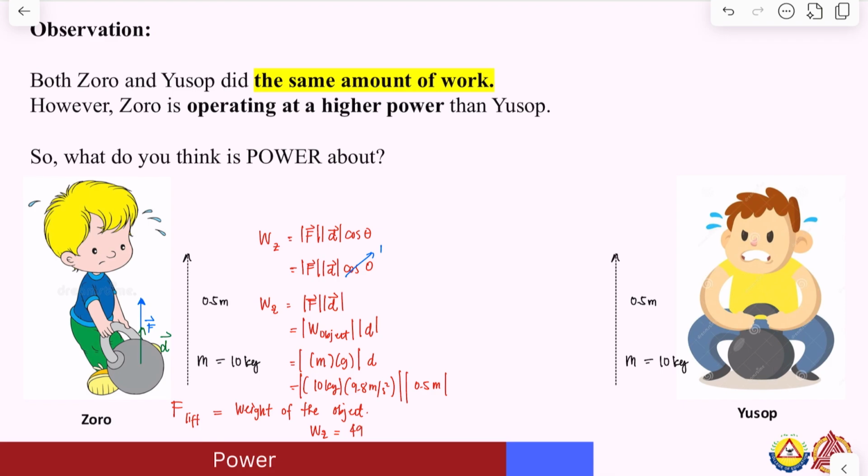The unit is kilogram meters times meter per second squared. This term here results to Newton. Newton times meters result to joules, which is the SI unit of your work.